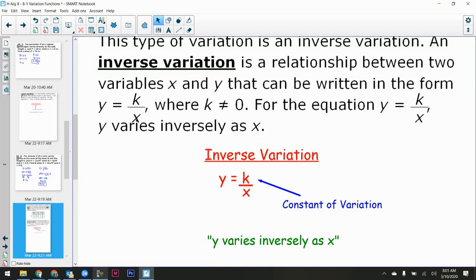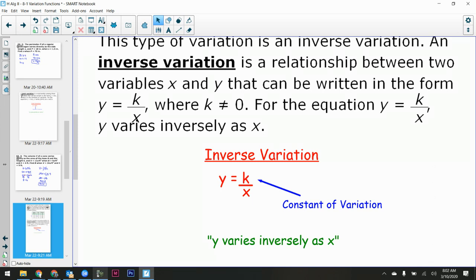Again, the key phrase here is y varies inversely as x. The constant of variation is still k, but now I'm dividing by the x value. y is equal to k divided by x.